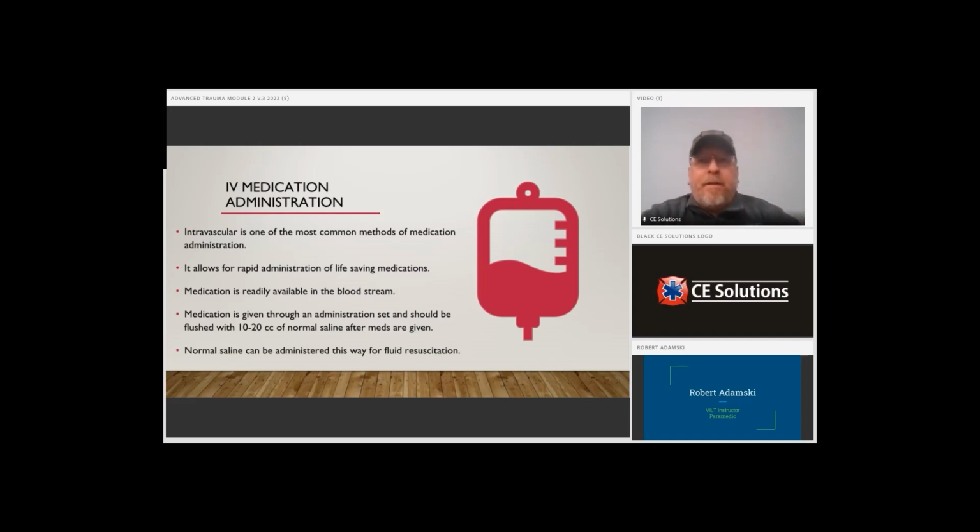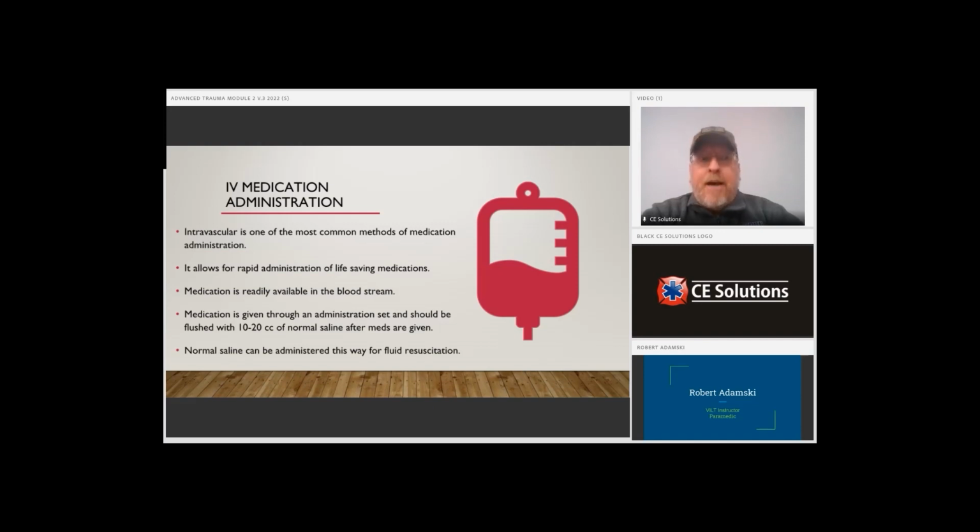Typically, we're going to use this in critically ill patients, life-saving medications, patients in hemorrhagic shock where they need fluid boluses to maintain perfusion for our vital organs in our trauma patients.